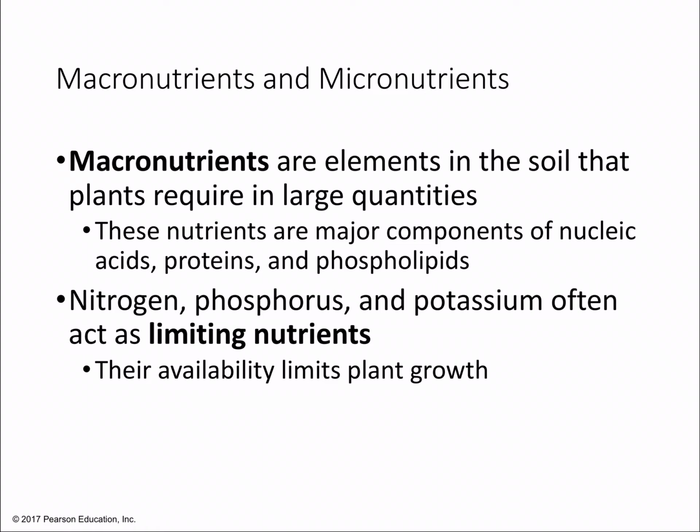The major components of nucleic acids, proteins, phospholipids are going to be very important. So when you look up what makes up these macromolecules, nitrogen, phosphorus, potassium, these are some of the big guys. And since they're so important, we consider them to be limiting nutrients. That means that their availability is going to limit the plant's growth. If there's not enough nitrogen, not enough phosphorus, not enough potassium, the plant will be stunted in its ability to grow properly. And in some cases, if there's not enough of this at all, the plant won't grow or even get started.